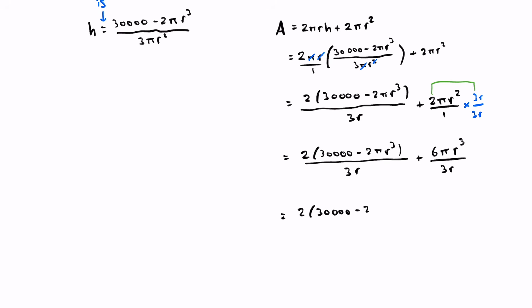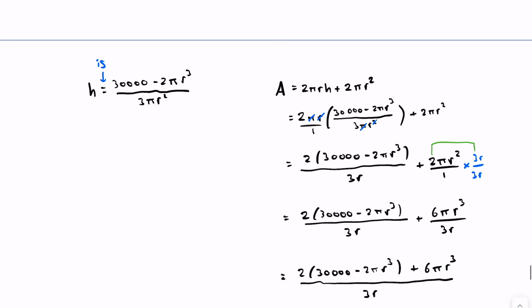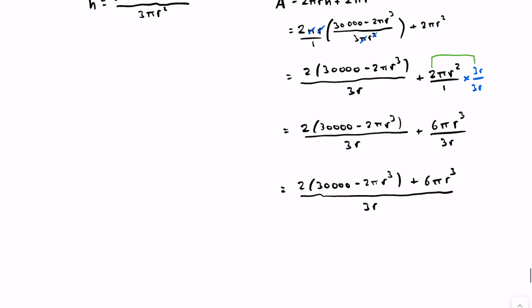30,000 minus 2 pi r cubed plus 6 pi r cubed, and once again, this is all over 3r. Now it looks like we're going to need to expand. I'm going to go back up and check. Yes, it looks like we are. Okay, let's go ahead and expand right here.